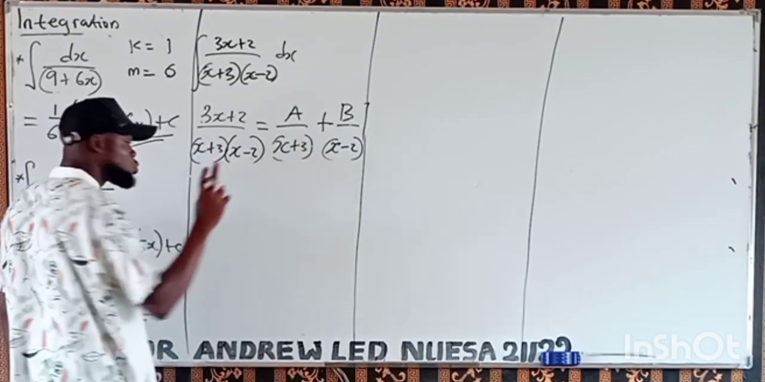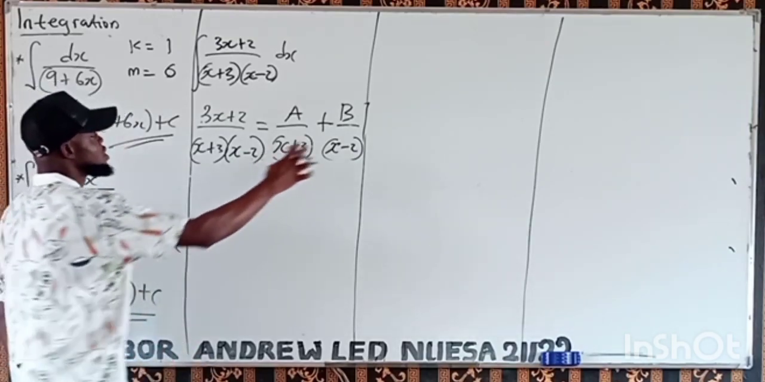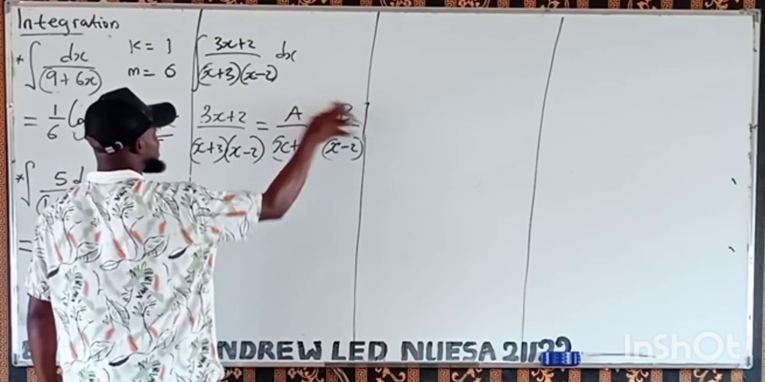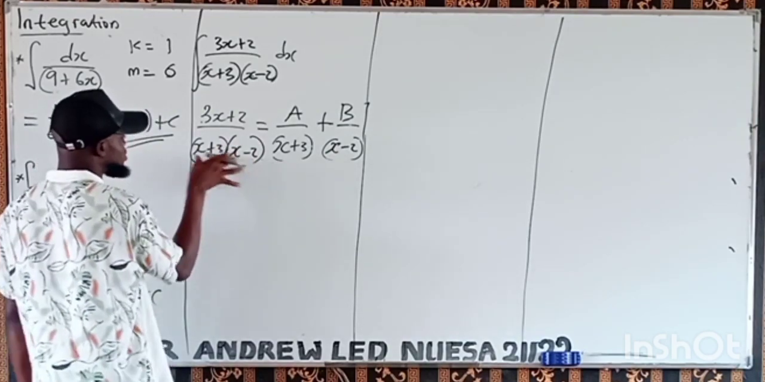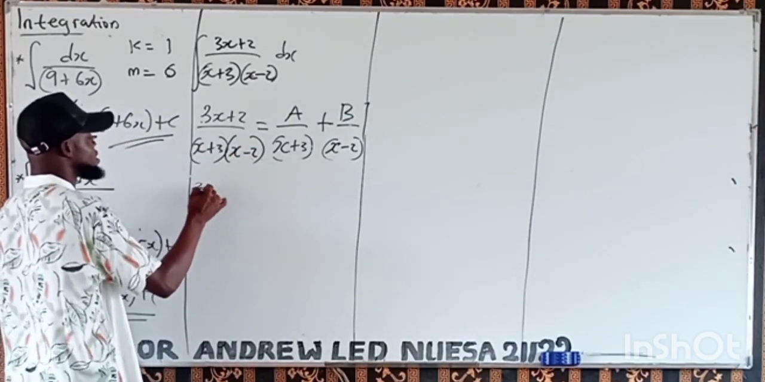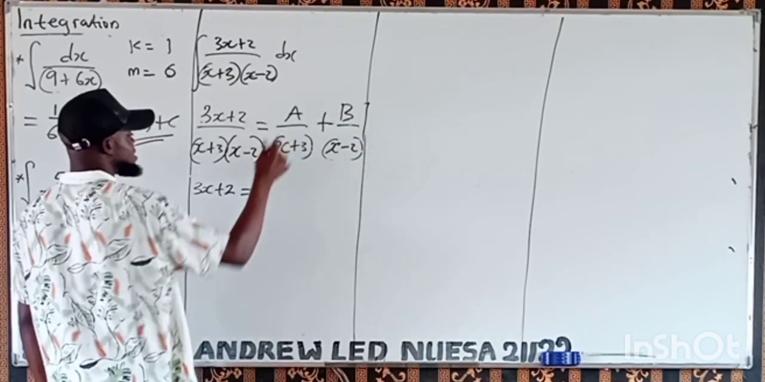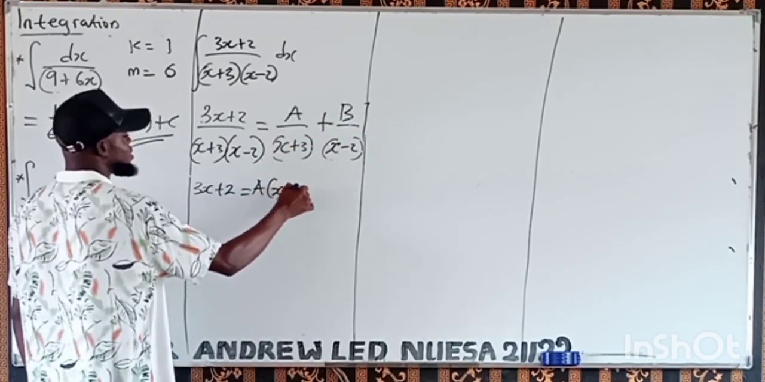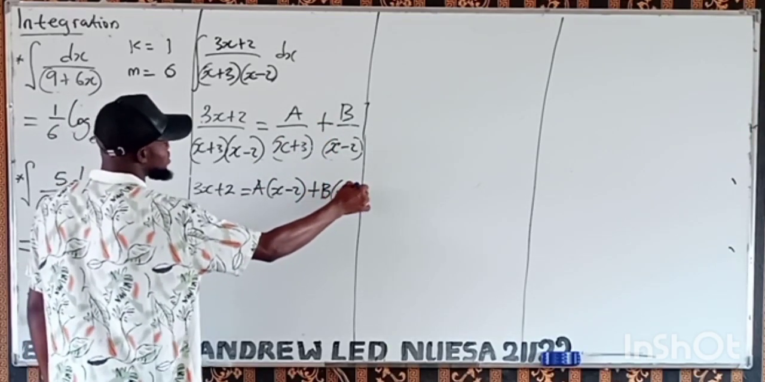The next thing, you find the LCM of this and this. Or if you just have 2 factors there, you just use this to multiply this, and equate it to the numerator. Since I have just 2 factors now, I'll just equate the numerator to a times s minus 2 plus b times s plus 3.